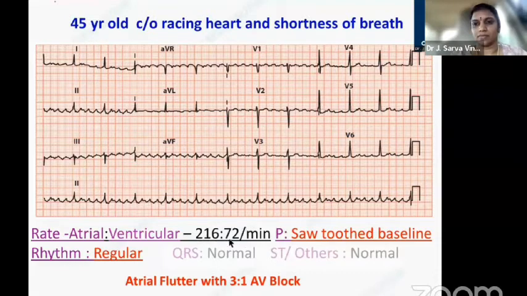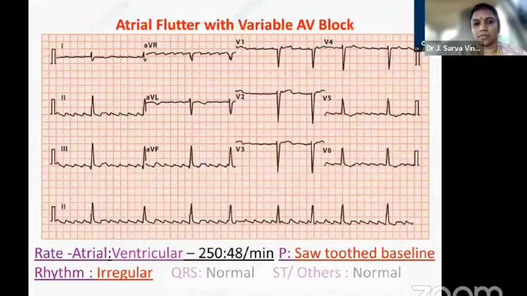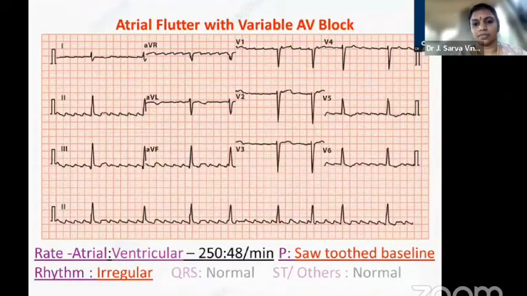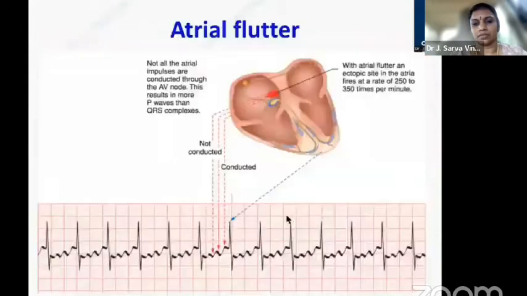So the atrial rate is 216, the ventricular rate is 72. For every three P waves, you get one QRS complex. So this is an atrial flutter with a fixed AV block. This is also atrial flutter. We have a similar sort of picket fence pattern, but you can see here that the RR interval is varying compared to this where the RR interval was the same. So this rhythm is irregular because the AV block is variable. So this is an atrial flutter with a variable AV block.